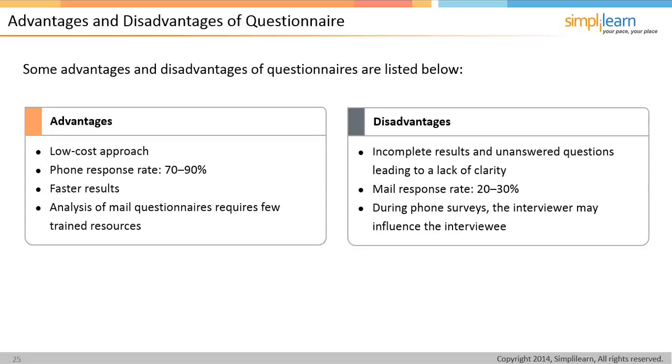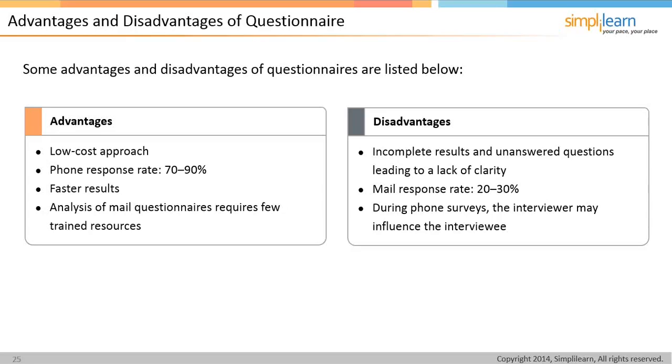Some advantages and disadvantages of the questionnaire are listed below. So some of the advantages of a questionnaire would be lowest cost approach, phone response rate 70 to 90%. It varies, and I think that over time these numbers are decreasing because of the proliferation of surveys. So looking at survey rates today, I see different numbers being reported than I saw a year ago, 3 years ago, 5 years ago. The numbers are decreasing somewhat. I think it's just so many different organizations are doing surveys.